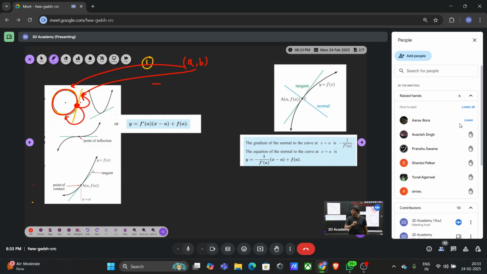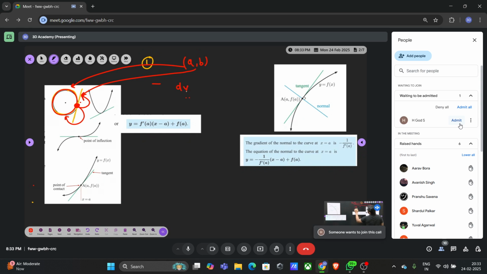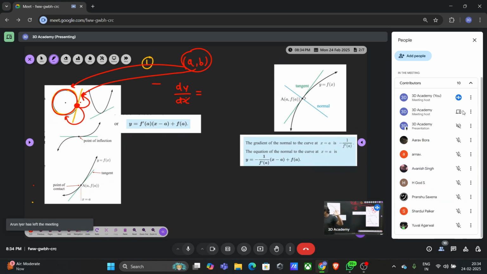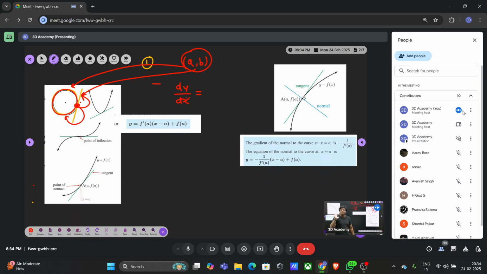Okay, very good. Second point: if you differentiate both the functions, the equation of the curve as well as the equation of the tangent, their differentiation at the given point will also be equal. You just need to understand these 2 points. If you understand them well enough, you will be able to solve the question.